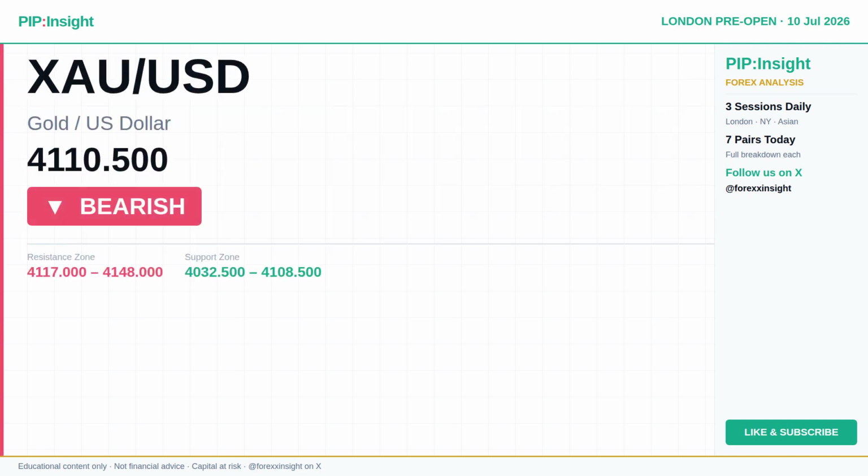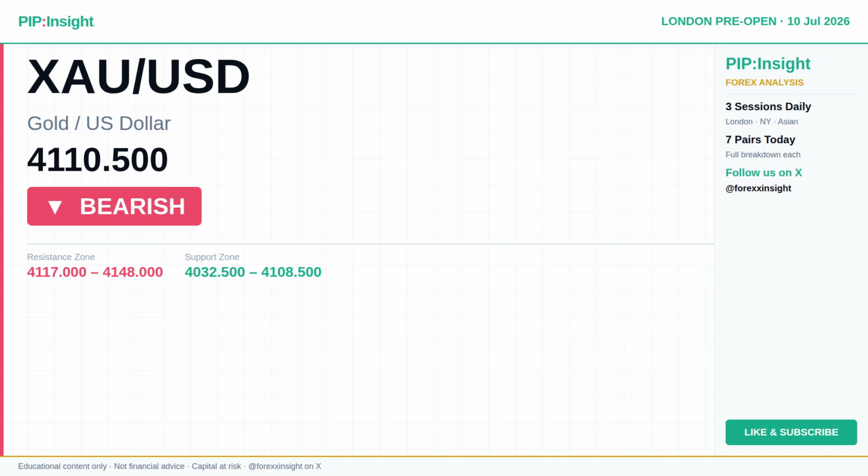If you came specifically for the gold breakdown, you're in the right place, because this one deserves a close look heading into London. Gold closed the Asian session at $4,110, and the structure right now is clearly bearish across the 4-hour, 1-hour, and 15-minute timeframes. Throughout the Asian session, price carved out a clean staircase of lower highs and lower lows from around $4,130 all the way down to $4,110, with sellers remaining in control right through the close.